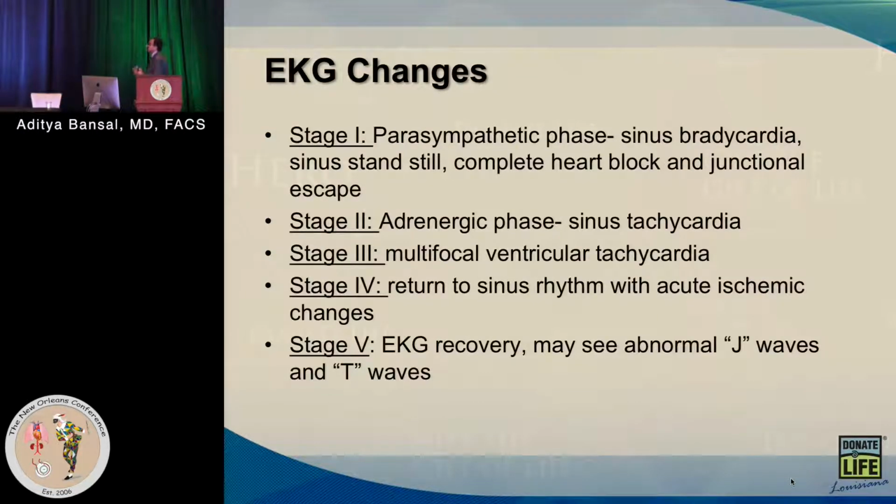What do we see on the EKG? We divided it into five stages. Most of these studies have actually been done in large animal models, and in the large animal models, we have noted that there are five stages. Stage 1 is, as we were talking about, the autonomic surge, the parasympathetic phase, sinus bradycardia. Whenever your parasympathetic system is stimulated, you have sinus bradycardia, sinus standstill, complete heart block, sometimes junctional escape. Patients die there and then.